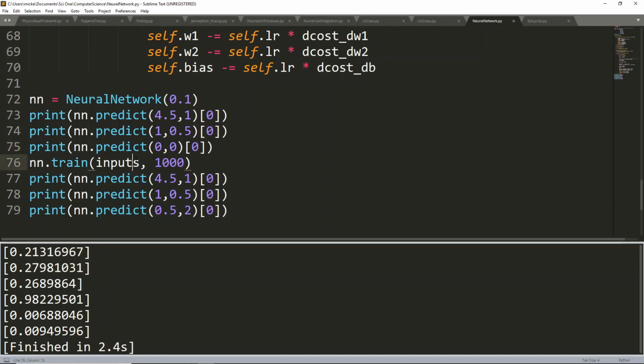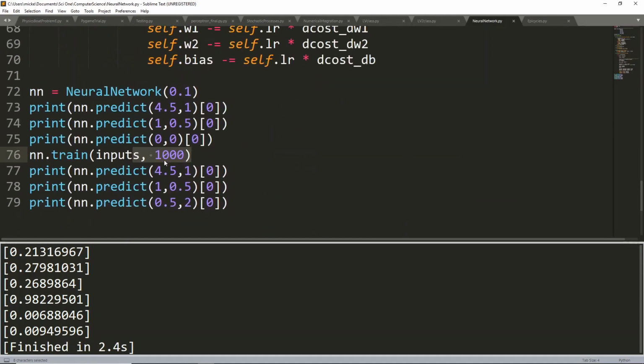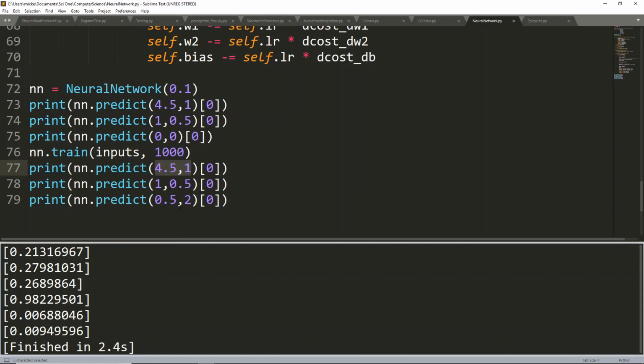But then after we train, based on our training data up here, 1,000 times, and then pass in the same data that the network has never seen before, it gives us 0.98, which is very close to 1. And this should be species 1 because it's pretty big, which is good. And then if we give in 1 and 0.5, it gives us a number close to 0, which makes sense because this is small enough to be species 0. And this is another one that's pretty small. It should be classified as species 0, and if you look, it is.